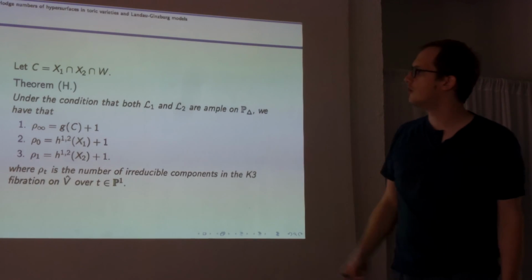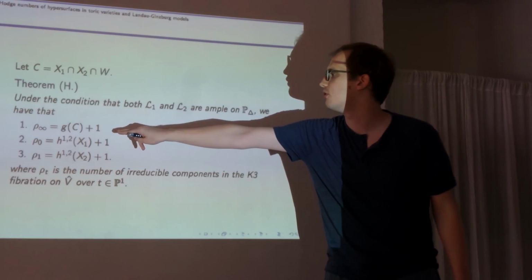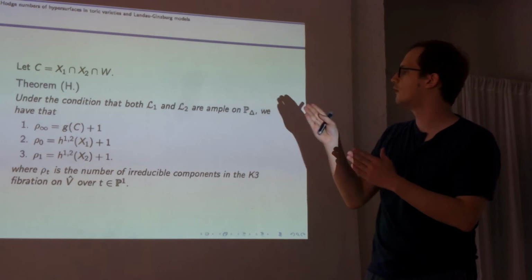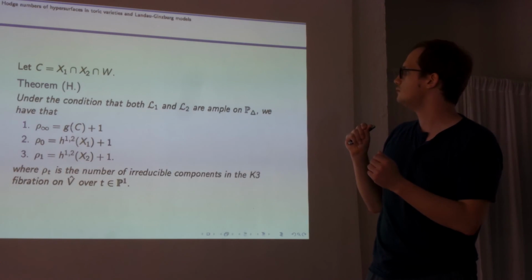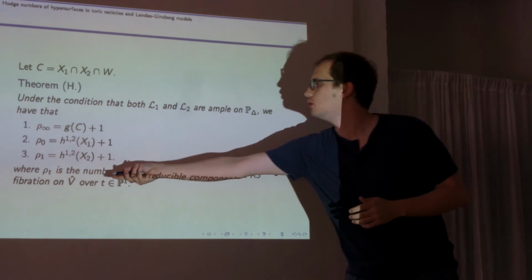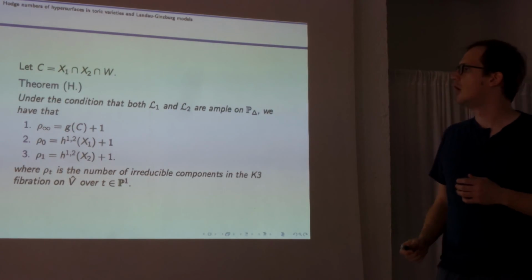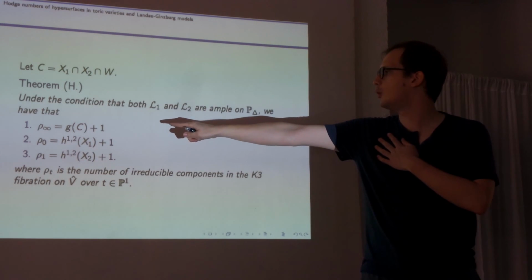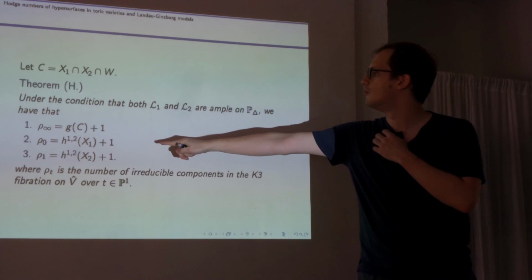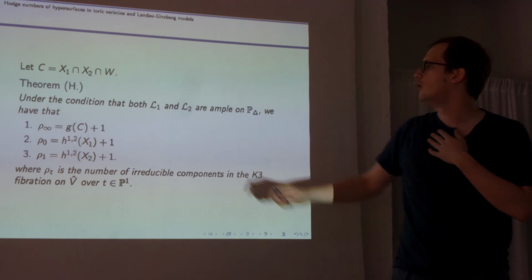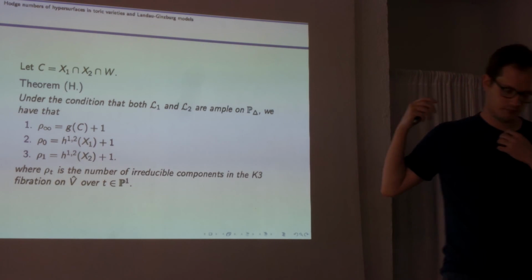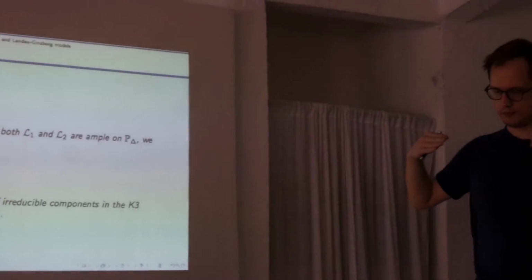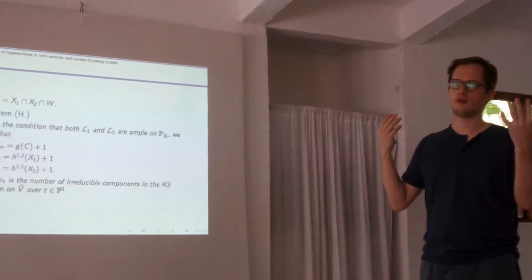Then if we compute, this is again the computation of the number of components in the fibers of the fibration on the dual, in this case the Batyrev dual, then these things correspond to, first of all, the genus of the curve C that we blew up along, and the h^{1,2} values of each of the component quasi-Fanos in the Tyurin degeneration.